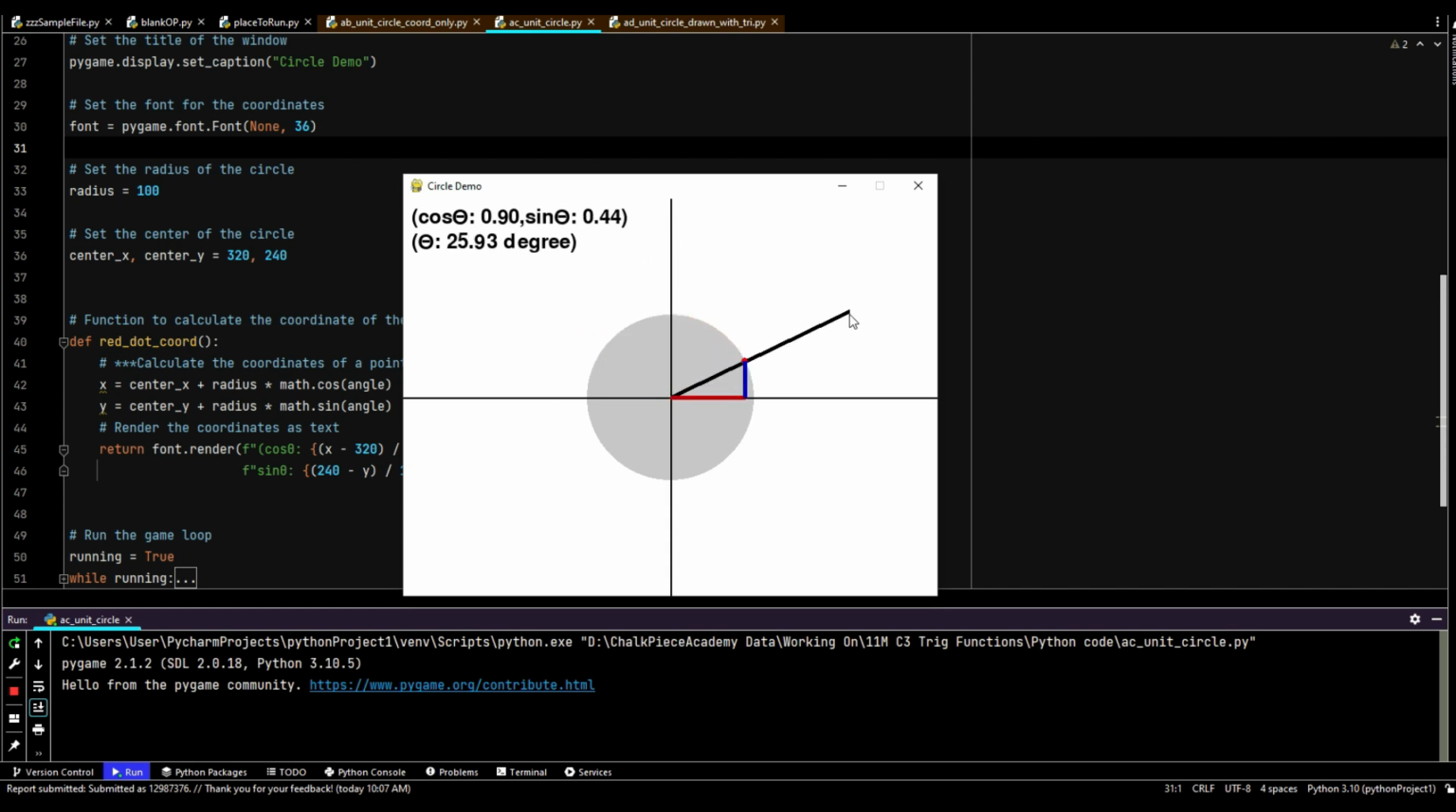For example, if I go to an angle of around 30 degrees, the red dot is at the point 0.86 comma 0.51. That is nothing but your cos 30 and sine 30. Sine 30 is 0.5 and cos 30 is 0.86. That looks to be right. So a similar set of values is found in different quadrants in this program.